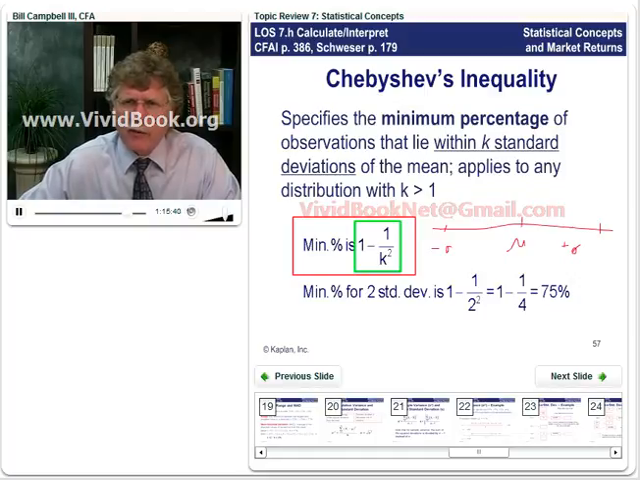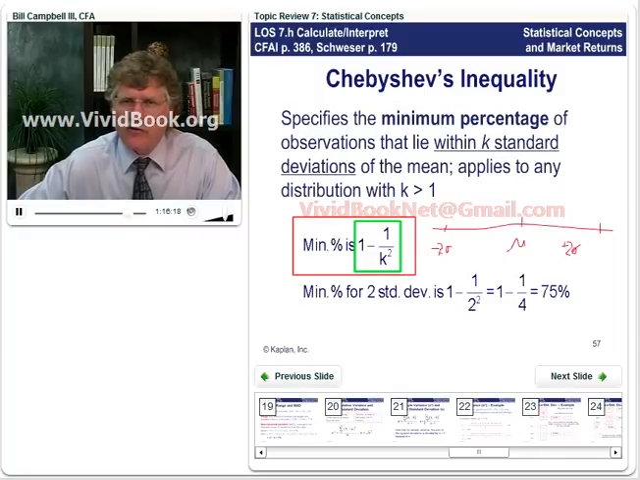So if we're talking about plus or minus 1 sigma, okay, that one's not very interesting, because if k is 1 for 1 sigma, well, you get 1 over 1, which is 1, and 1 minus 1 is 0. So at least 0 of our observations are between there. Okay, that's not an interesting one. Let's say we went plus or minus 2 sigma. Let me throw a 2 in here. Plus or minus 2 sigma. That's a 2. So our k is 2.